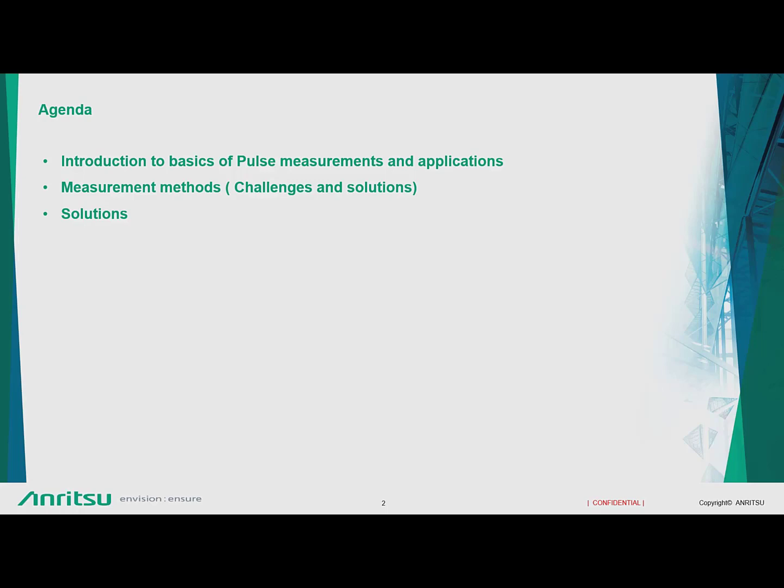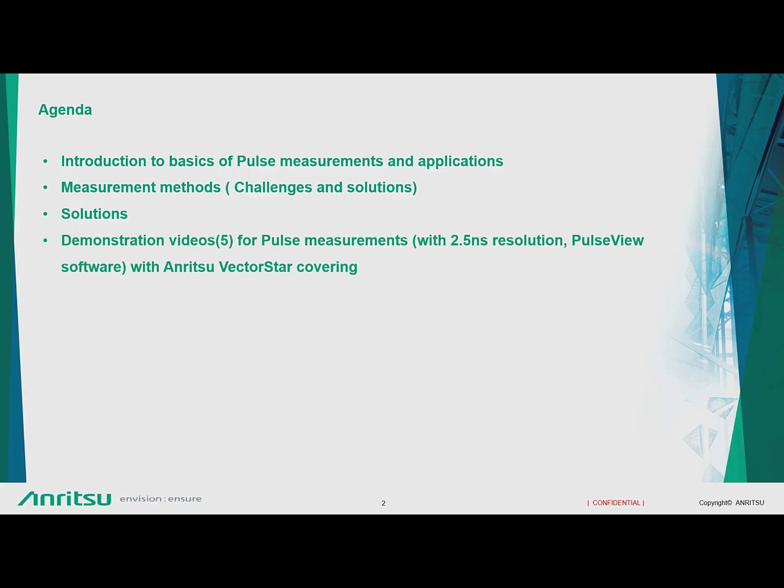As I already mentioned, we will be doing 5 demonstration videos for making pulse measurements, and you will be able to see a difference in how resolution matters. If your measuring system has the capability of measuring very fine pulses to a resolution of 2.5 nanoseconds, you can actually see a lot of ringing and a lot of overshoots that might damage some of the components of a system or a subsystem, and you can then work to make things better.